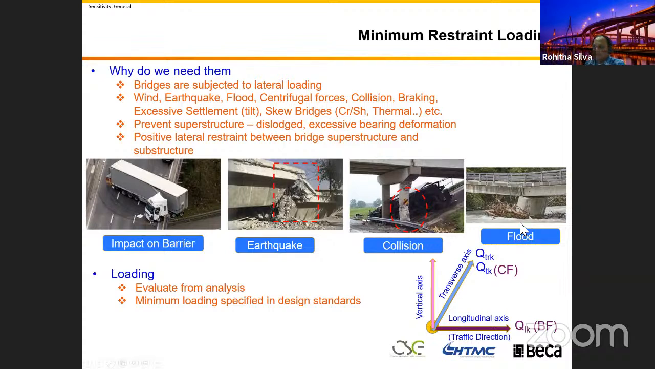You can see in a flood event, in this bridge, because of the flood forces, this pier is tilted, and you can see the aftermath of what happened: the bridge superstructure is tilted. If you properly restrain this, the outcome would have been different.